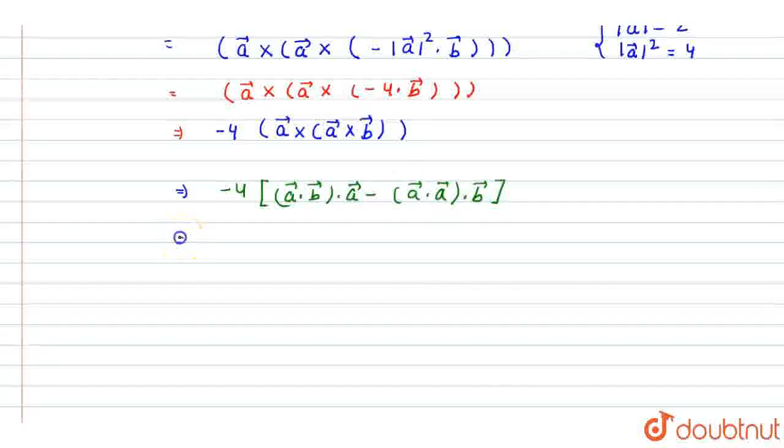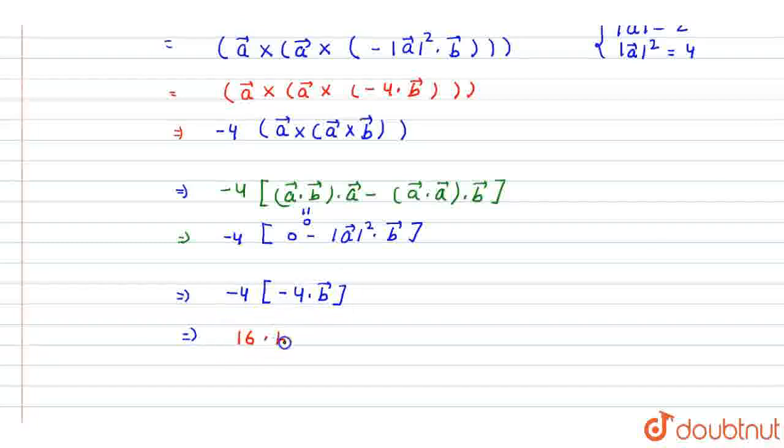Now we solve this equation. Here we have minus 4, and A vector dot B vector is equal to 0 because this is given in the question. We get 0 minus A vector dot A vector, which is equal to magnitude of A vector square dot B vector. This value is 4, so putting the value we get minus 4 as it is, and minus 4 dot B vector. Now minus 4 into minus 4 gives 16, dot B vector.